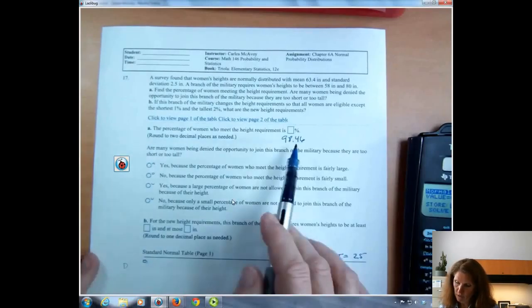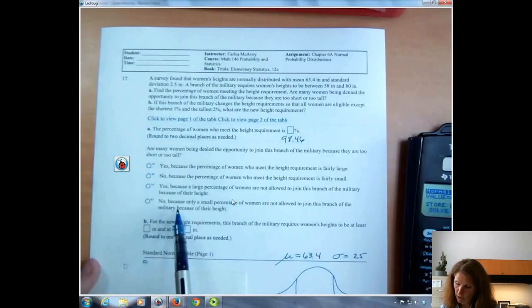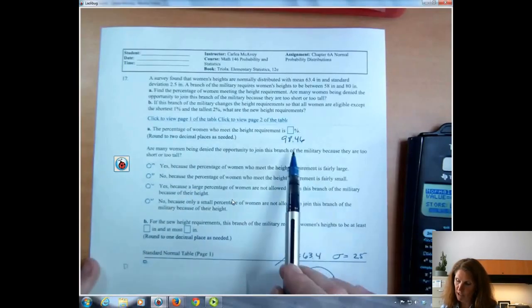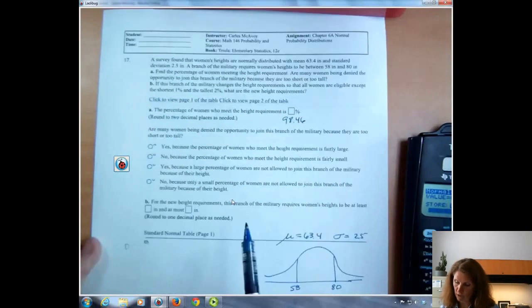I didn't write down the answer to that earlier, but anyways, the answer to the second part is D. Are people being denied because they're too short? No, only a small percentage of women are not allowed to join. Most are. Less than 2% are sent away.